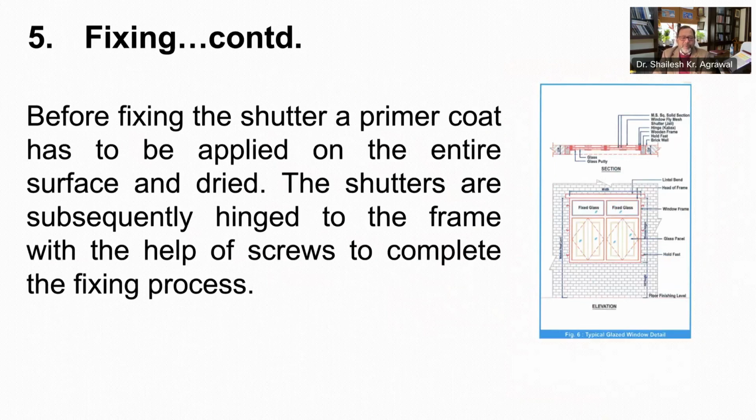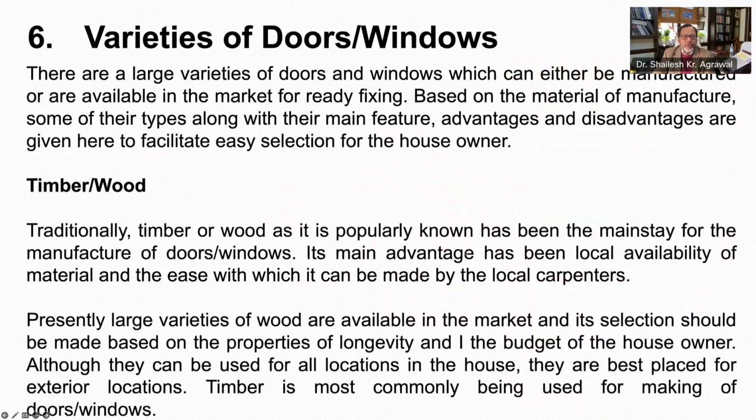Also remember, before fixing the shutter, a primer coat has to be applied on the entire surface and it is to be dried. The shutters are subsequently hinged to the frame with the help of screws to complete the fixing process. Now let's quickly look through varieties of doors and windows available in the market for ready fixing.